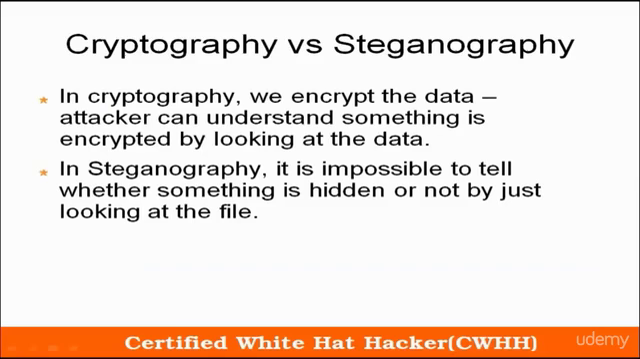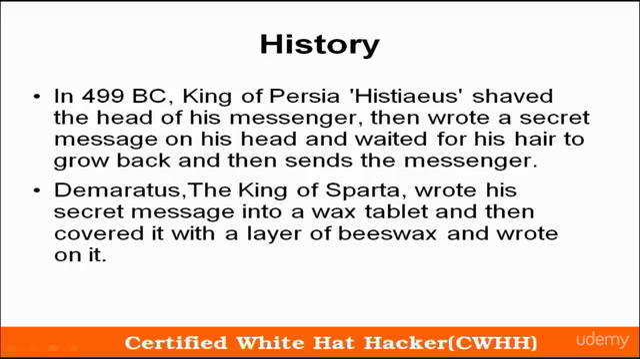Cryptography versus steganography. Lots of people tend to confuse cryptography and steganography, so we'll clear that up first. In cryptography, we encrypt the data, and when an attacker simply looks at the file, he knows that something is hidden within it. But in steganography, it is impossible to tell whether something is hidden or not just by looking at the file. So let's look at some examples in history about steganography.